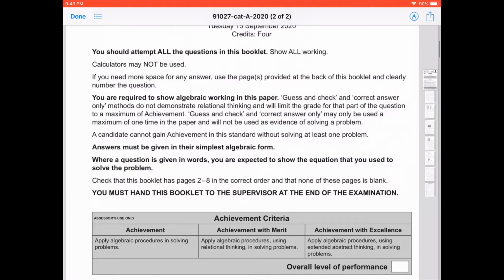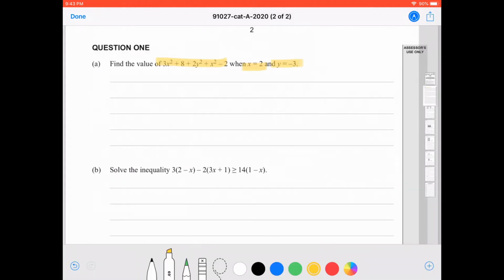So, question 1. Find the value of 3x squared plus 8 plus 2y squared plus x squared minus 2 when x equals 2 and y equals 3. So we've got this long expression here, 3x squared plus 8 plus 2y squared plus x squared minus 2, and it's a substitution question.